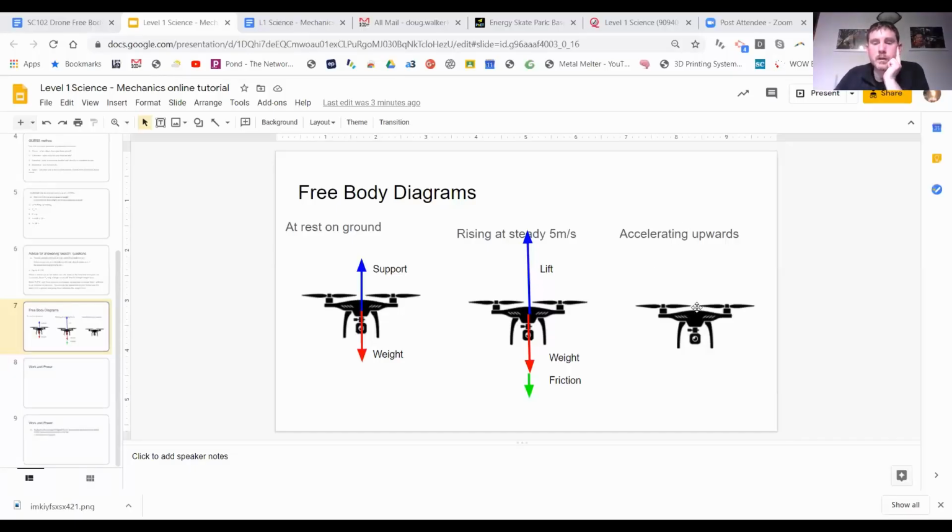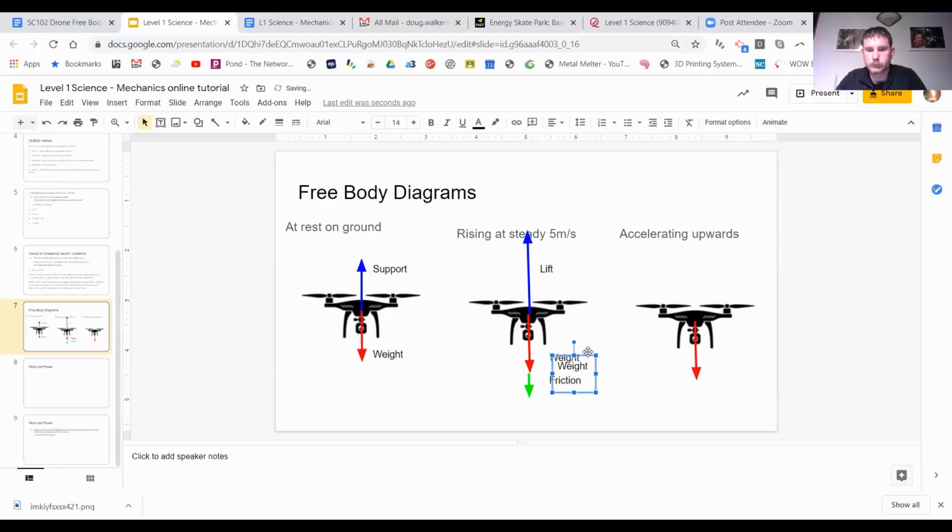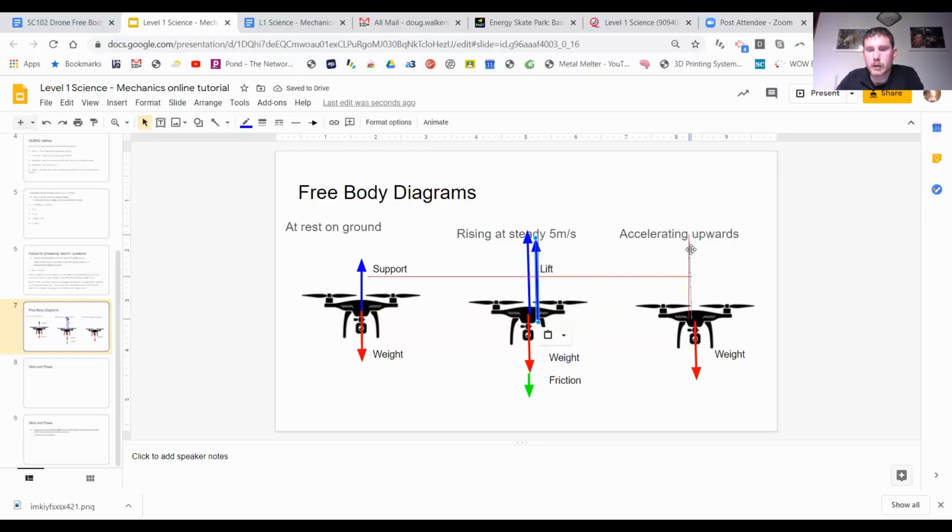Okay, so if the drone was accelerating upwards, again, the weight force can't have changed. So I'll pop a weight force over here. And there's going to be some frictional force. The frictional force could get a little bit complicated here, so I'm going to simplify it a little bit. We should probably throw a little bit of friction in. I won't go into detail about why that might be a problem because it's a slightly higher level concept.